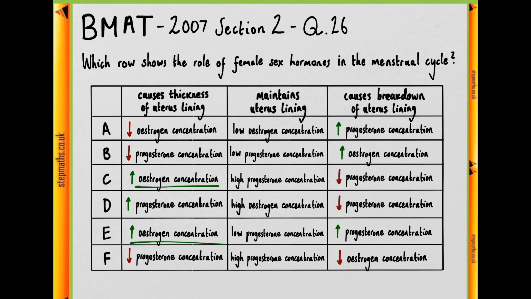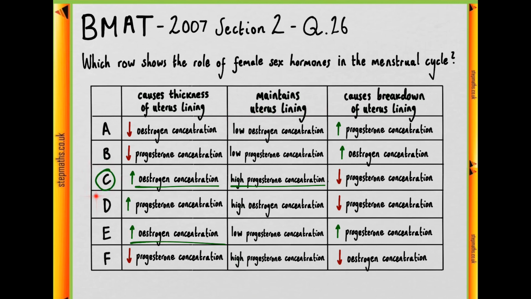Now, perhaps you wouldn't recognise that, in which case it's perfectly fine to skip one column and move on to the other two. So, we can start with the maintenance of the uterus lining, which we should remember is done by progesterone. So, a high progesterone concentration is what maintains the uterus lining. Looking across our rows here, the only viable one which is left out of C and E, which has a high progesterone concentration maintaining the uterus lining, is option C.